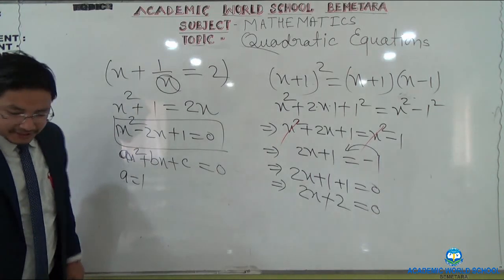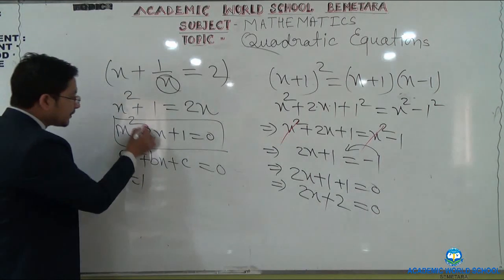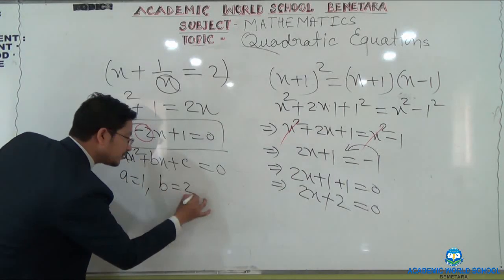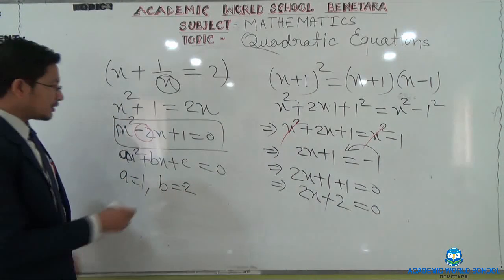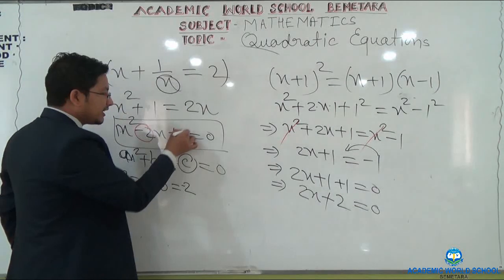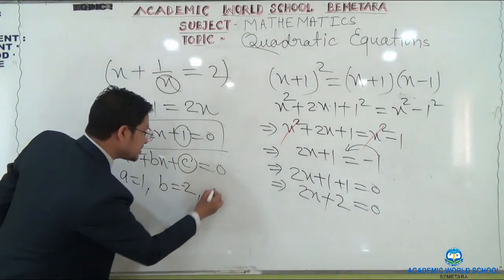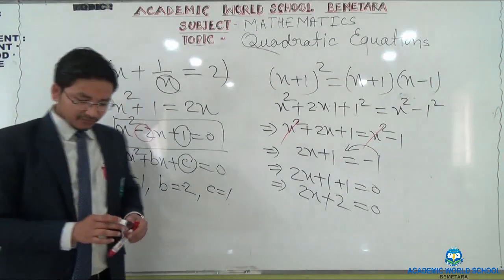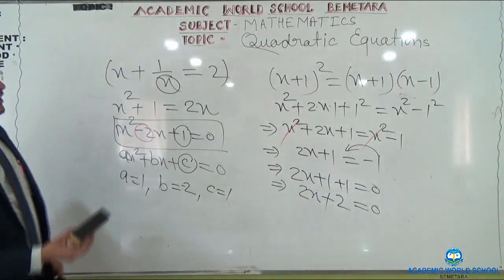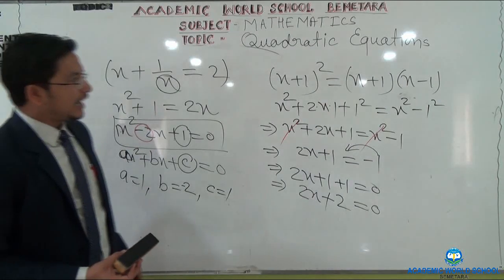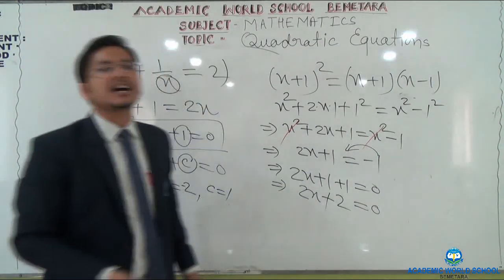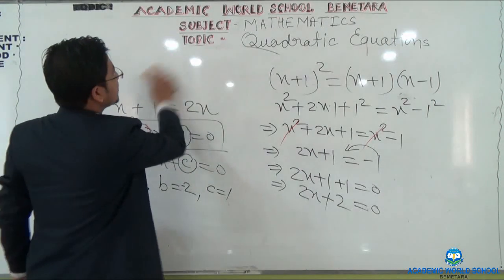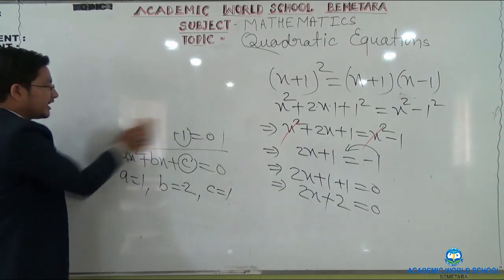What is the coefficient of x? The coefficient of x is minus 2. So b is equal to minus 2. The constant term here is 1, so c is equal to 1. In this way we have understood how to check whether the given equations are quadratic or not.